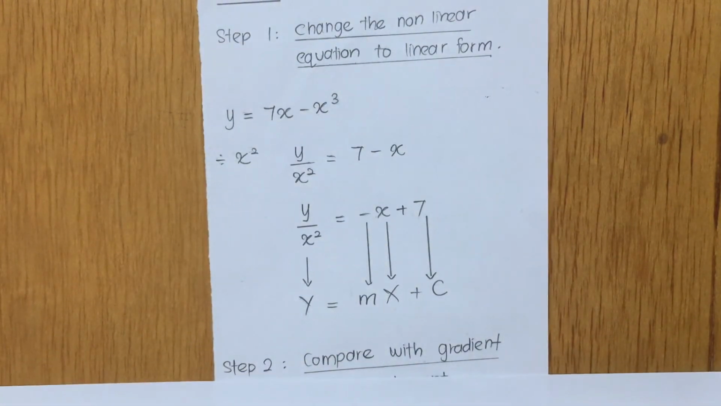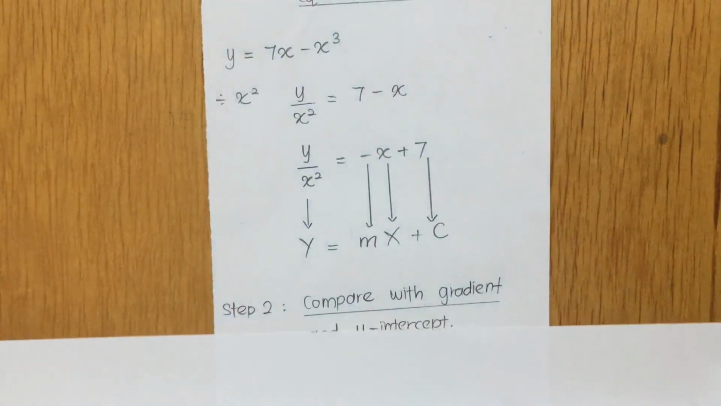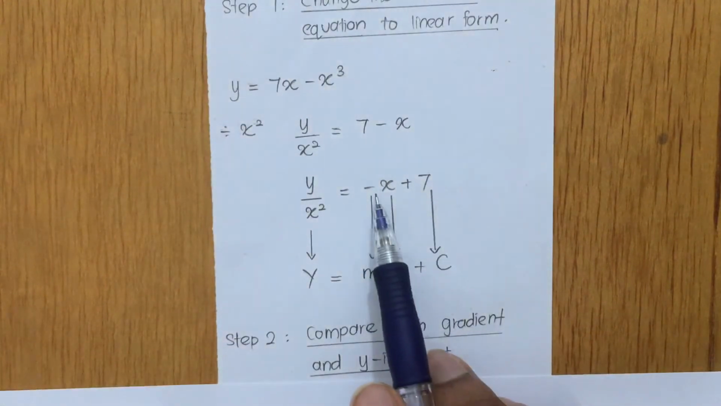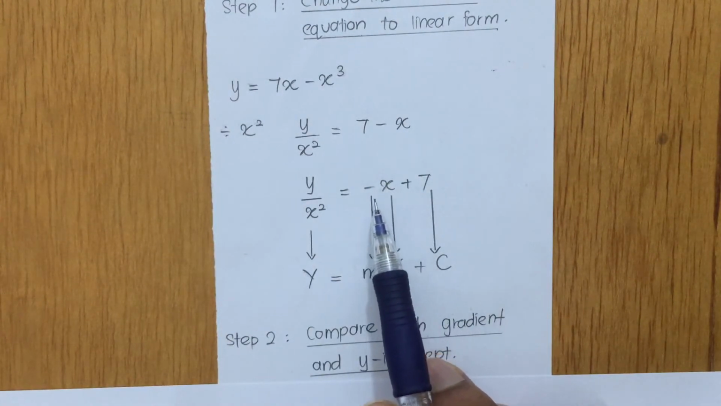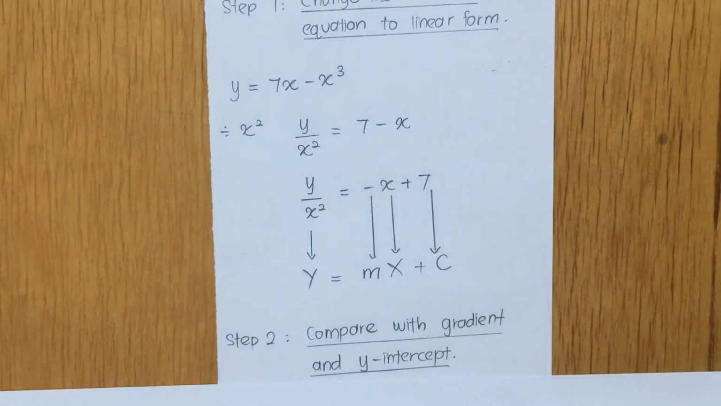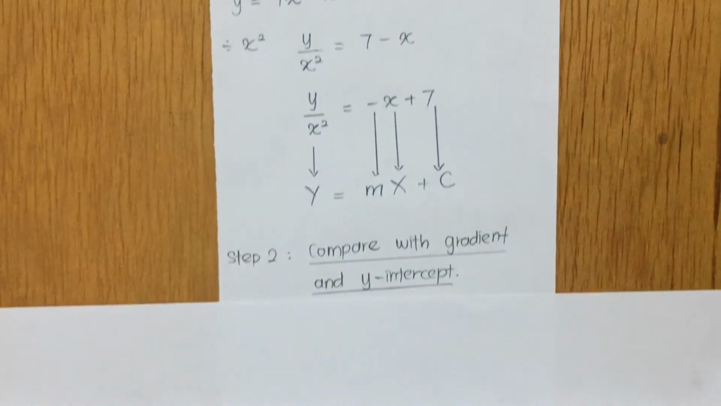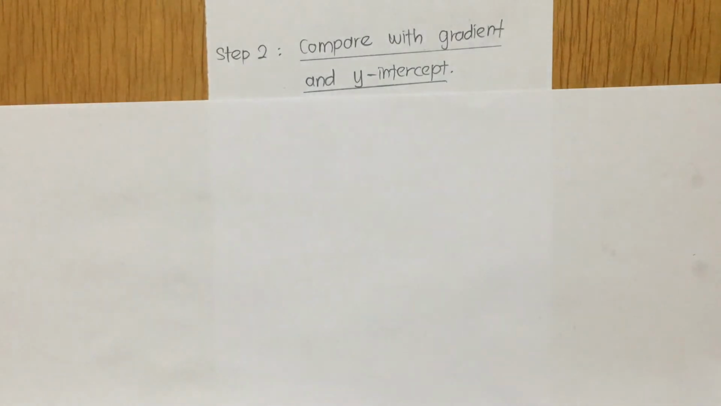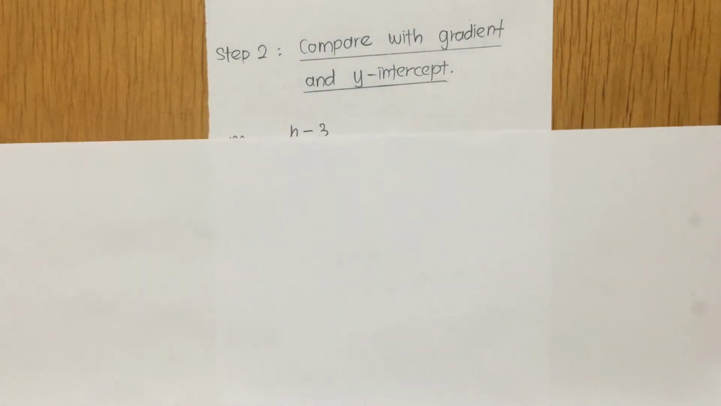So the second step what we need to do is we're going to compare with the gradient and y-intercept value. Okay, how are we going to compare? Based on this value, guys. Okay, as you can see here, the gradient value we obtained from the linear form is -1 and y-intercept is 7. Okay, so let us continue. Okay, let me pull this paper up again.